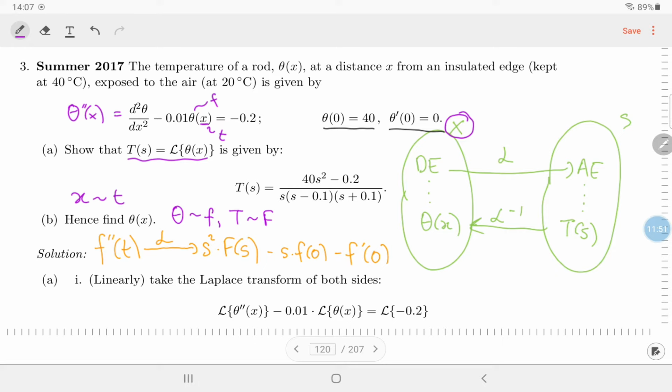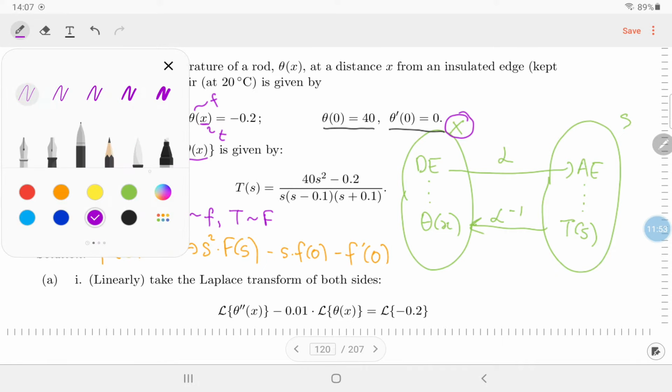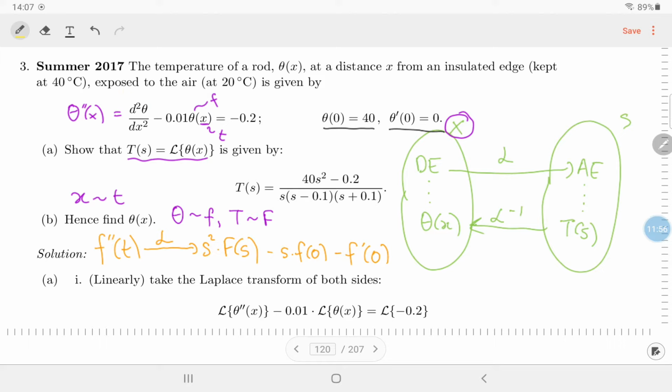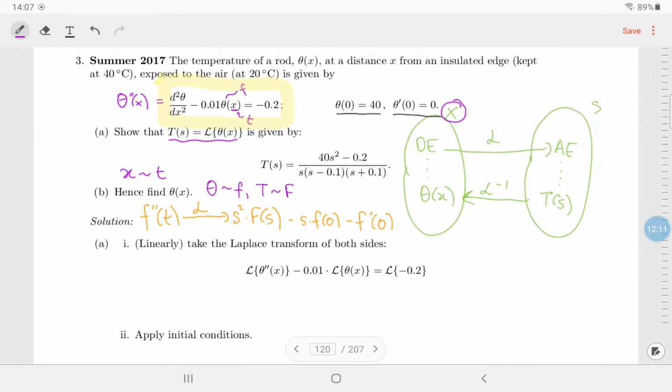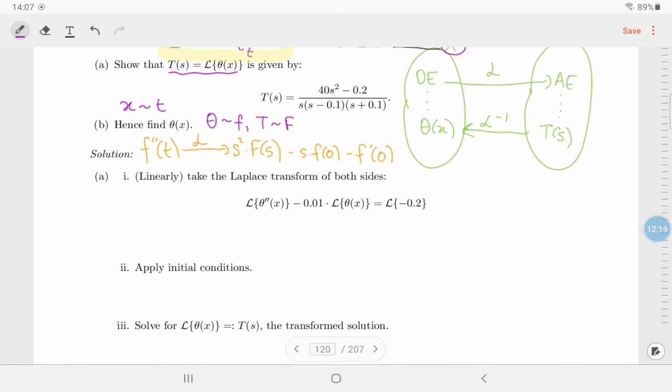So looking at the differential equation here, I am going to take the Laplace transform of both sides linearly. So the d2 theta dx squared is the second derivative, minus fix the constant, looking down the bottom of the page now, fix the constant minus 0.1 times the Laplace transform of theta of x, equal to the Laplace transform of the constant minus 0.2. So using the various formulas, use the orange formula.